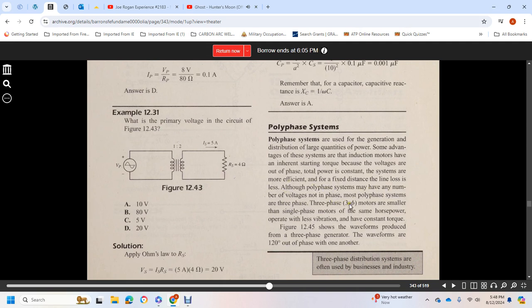Three-phase is noted as 3 with a line through it. Three-phase motors are smaller. Single-phase motors of the same horsepower operate with vibration, while three-phase motors have constant torque. Figure 12-45 shows the waveforms produced.